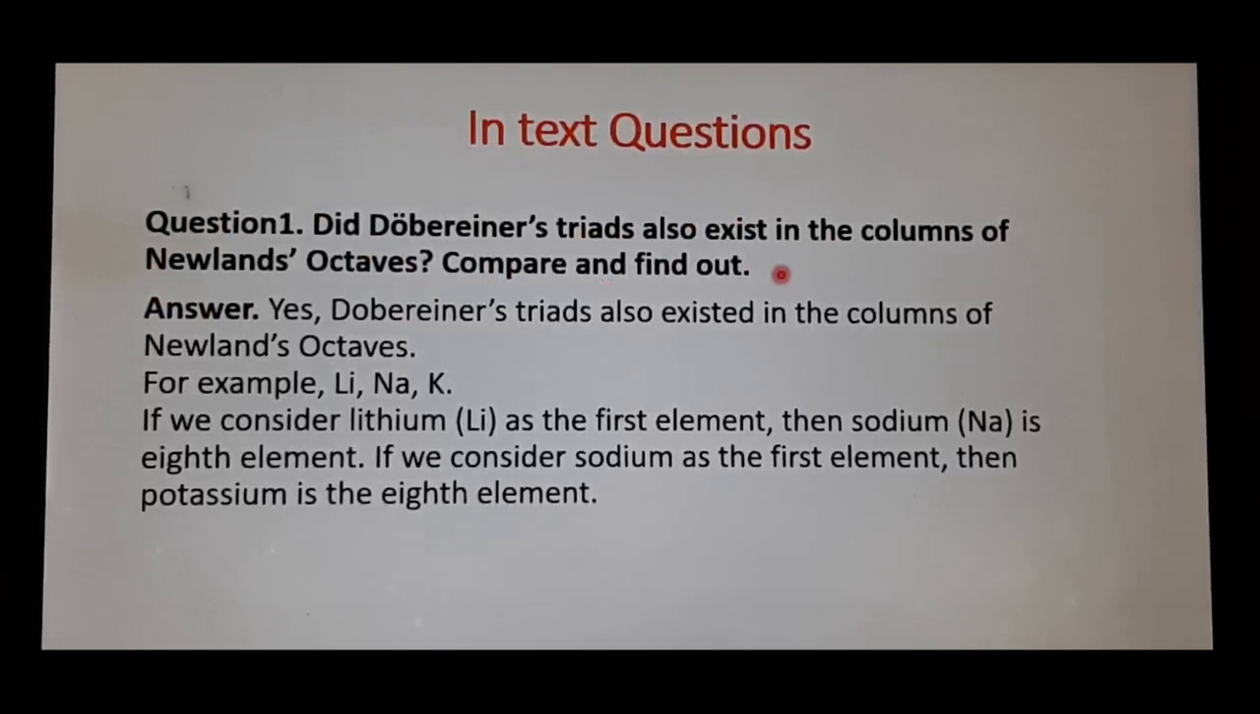So you just have to see Dobereiner's triads and the table which Newlands has given. Both you have to see and you will find that Dobereiner's triads also existed in the columns of Newlands' octaves, because one of the triads is lithium, sodium and potassium, and if we consider lithium as the first element, then sodium is the 8th element, and if we consider sodium as the first element, then potassium is the 8th element. So this is how these two are. Dobereiner's triads also existed in Newlands' law of octaves.